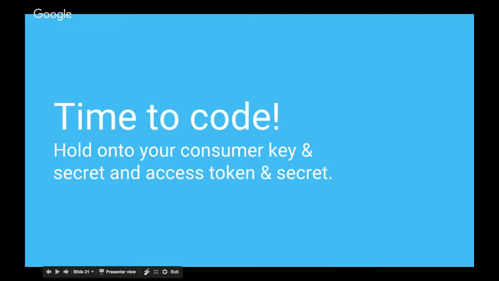Alright, catch your breath here. We've covered all the basics about APIs and we can finally get to coding. If you remember that keys and access tokens tab that I told you about earlier, you're going to want to grab your consumer key, consumer secret, access token, and access secret from that tab and hold on to them because we're going to start using them in code.